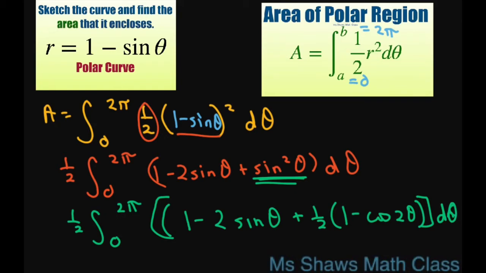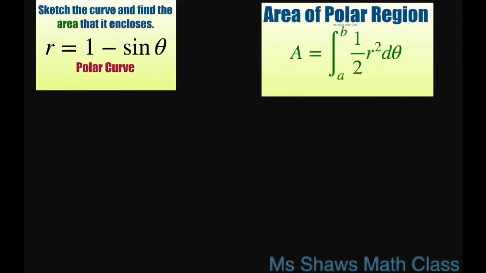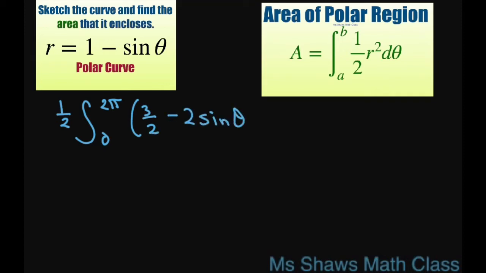Now, the next step I'm going to do, because I'm moving to the next slide, is multiply these two and add to this 1. So that's going to give you 3/2. So what we're going to end up getting is 1/2 times the integral from 0 to 2 pi, and now we have our 3/2 minus 2 sine of theta. And then when you distribute that 1/2, you're going to have minus 1/2 cosine of 2 theta, d theta.